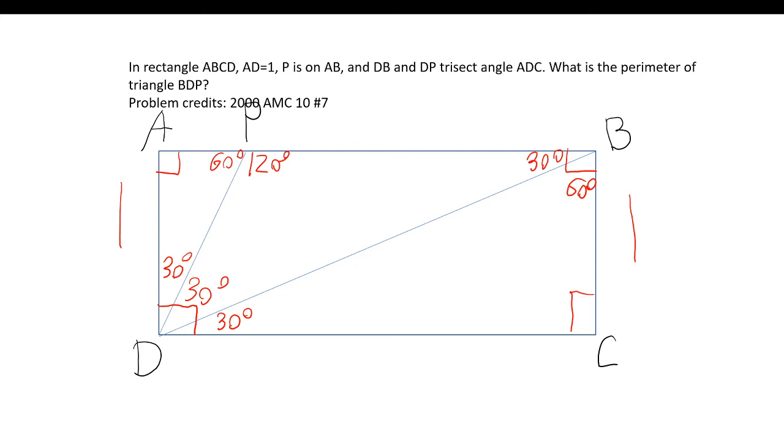Isosceles over here. Now, why are we marking angles? We mark angles to figure out side lengths. We're looking for the perimeter of triangle BDP. Let's try to figure out some side lengths right off the bat. Let's take a look at this 30, 60, 90 triangle.